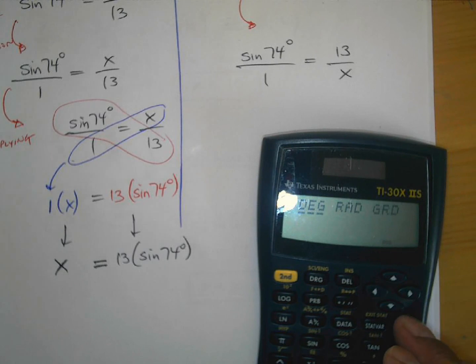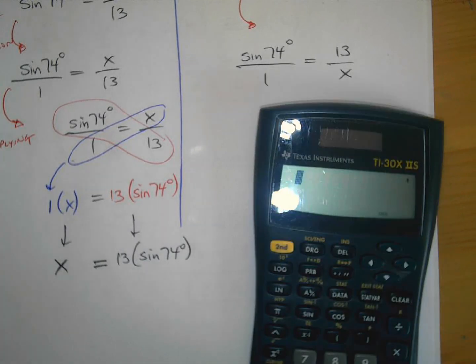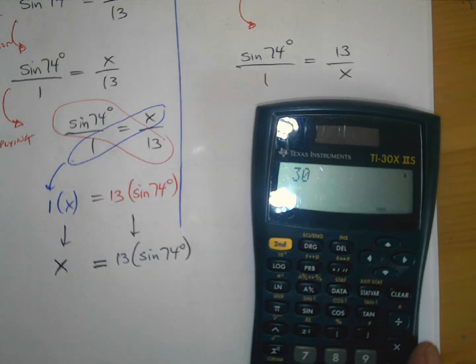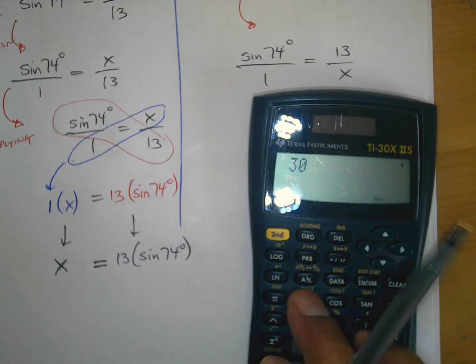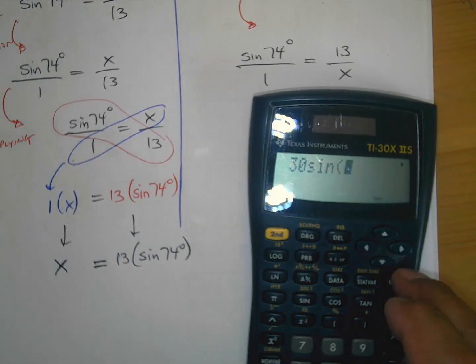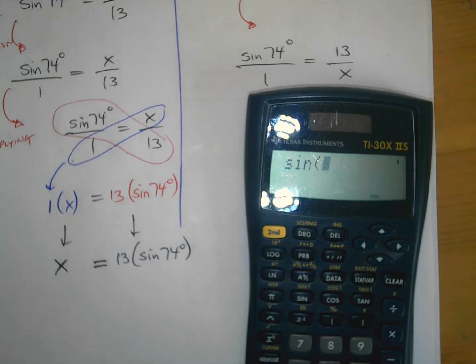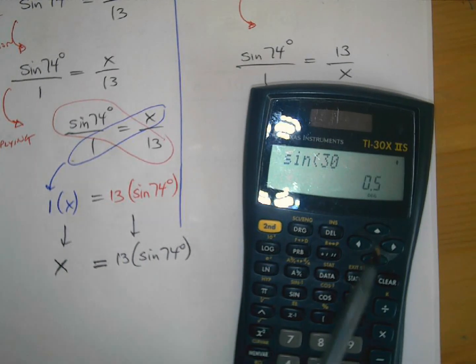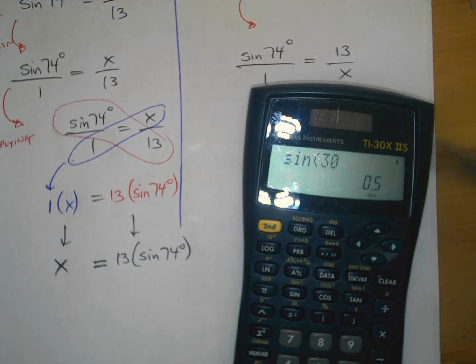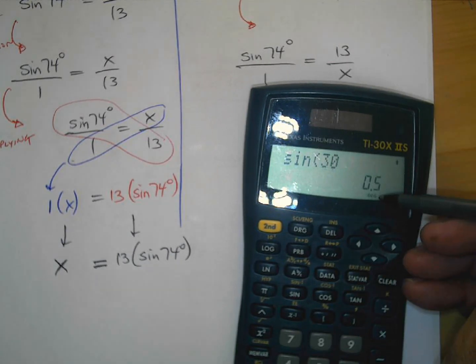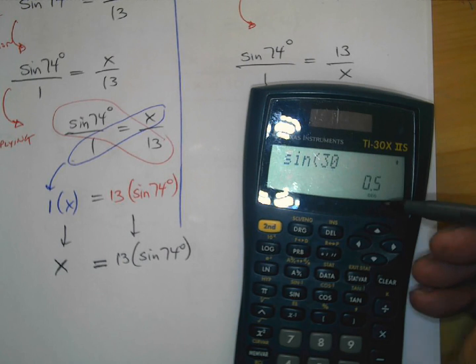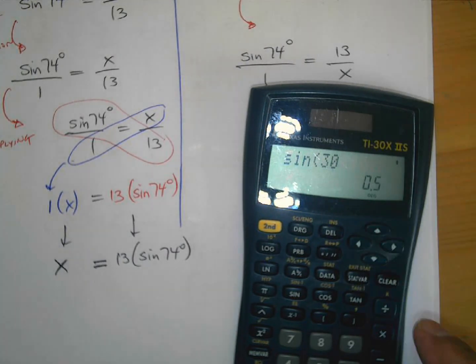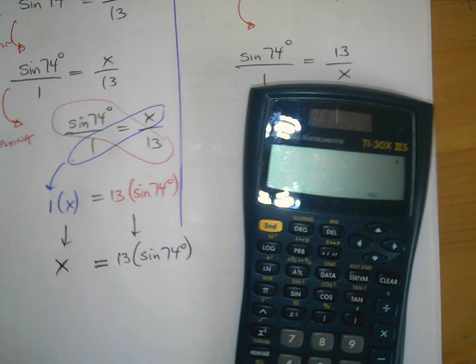Another way to check that you're in degree mode: if you hit 30 and then sine, if you figure out sine of 30, it should give you 0.5. It should be 1/2. That's how you know you're in degree mode. Or your calculator down here or up here will say DEG. If not, you have to change the mode to degree. That's another reason you'll get a bunch of things wrong.